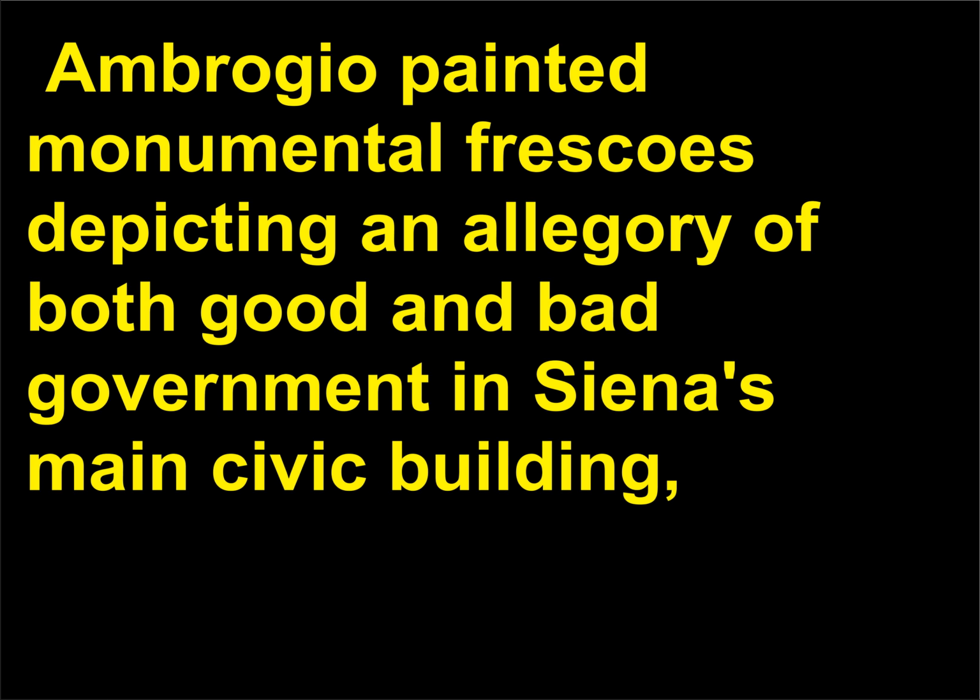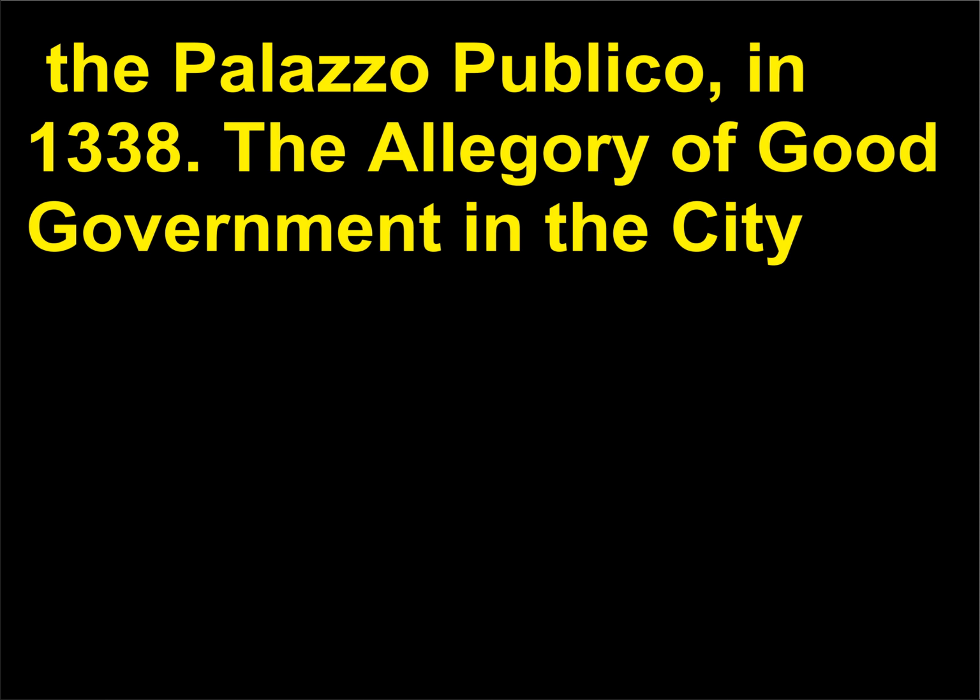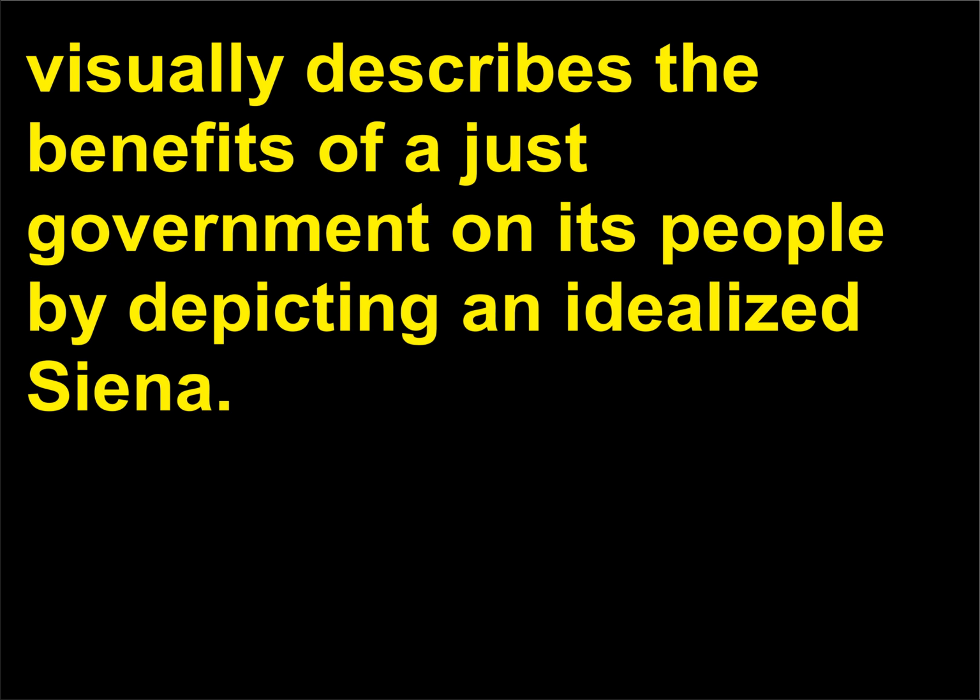Ambrogio painted monumental frescoes depicting an allegory of both good and bad government in Siena's main civic building, the Palazzo Pubblico, in 1338. The allegory of good government in the city visually describes the benefits of a just government on its people by depicting an idealized Siena.